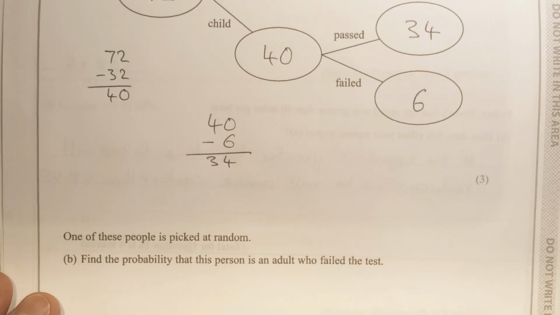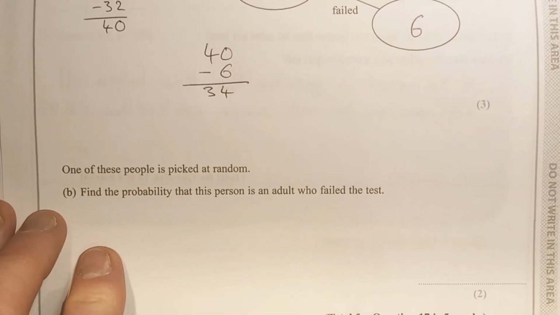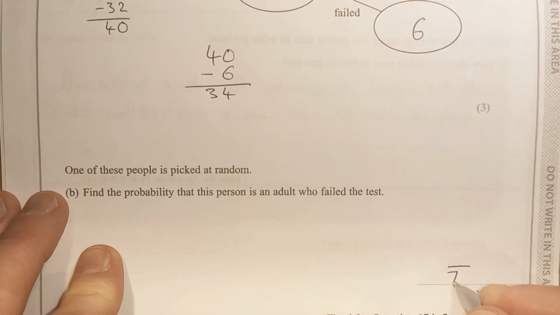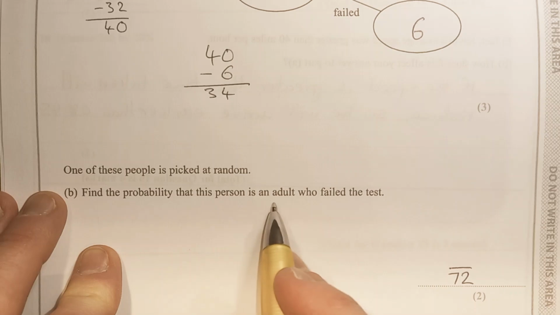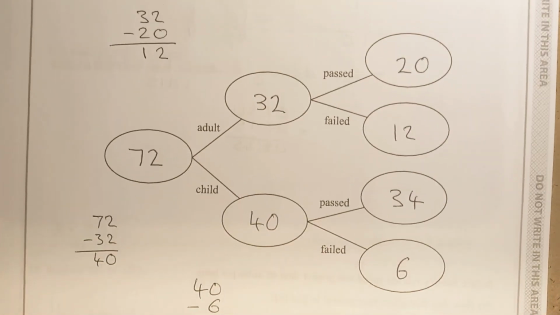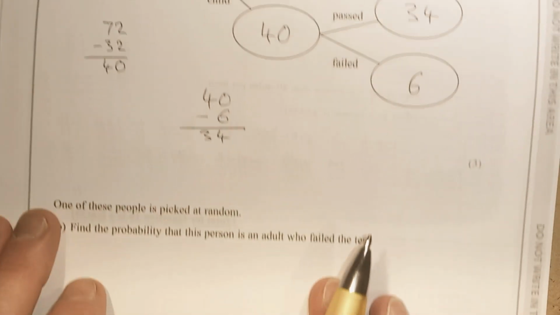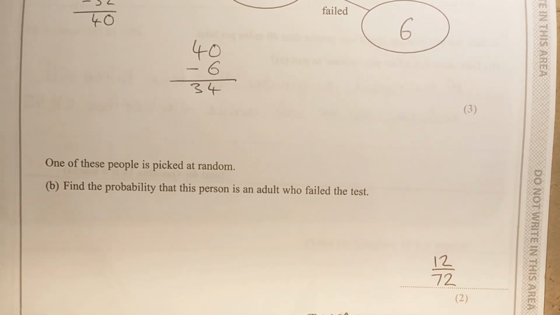One of these people is picked at random. Find the probability that this person is an adult who failed the test. And that's worth 2 marks. Now it says one of these people. Well, we've got 72 people. So that's going to be the denominator. We want the ones, an adult who failed the test. So adult failed was 12. So it's going to be 12 out of 72.